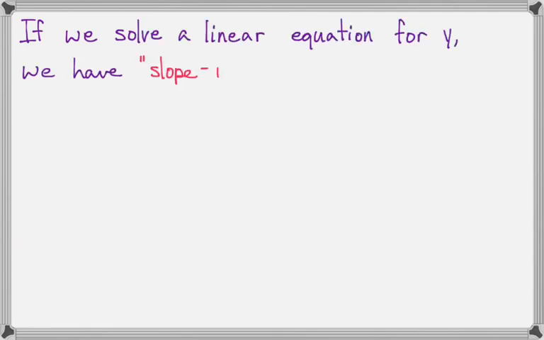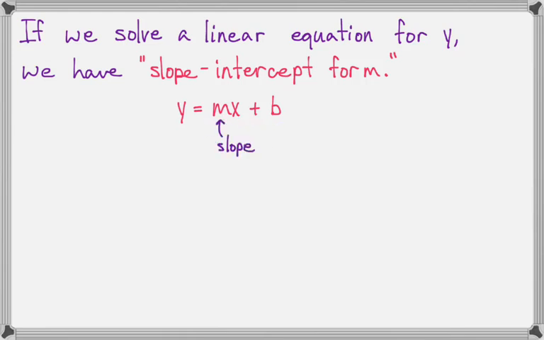Now, if we solve a linear equation for y, we have what's called slope-intercept form. And slope-intercept form looks like this: y equals mx plus b. And the reason this is called slope-intercept form is because the m is always the slope and the b is always the y-intercept.